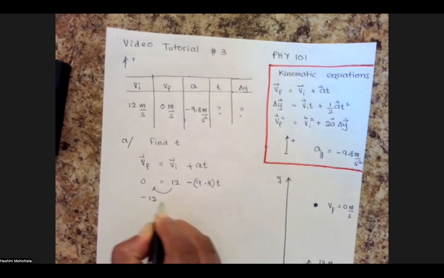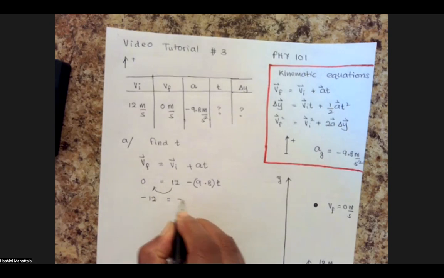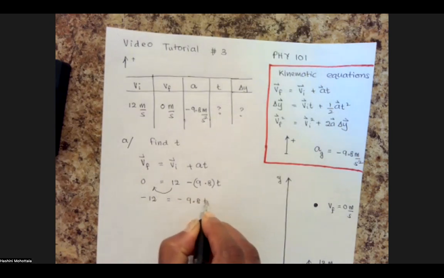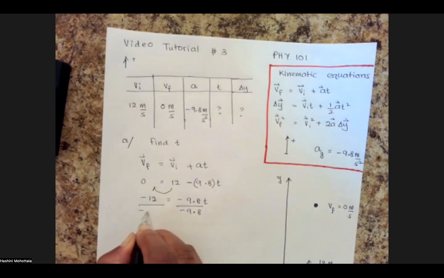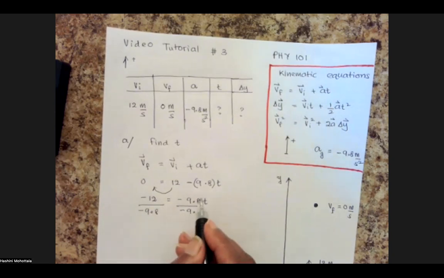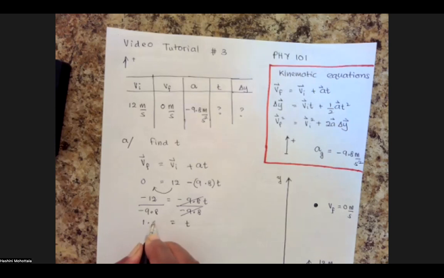This is for the students who are having some issues with the algebra: negative 9.8 t. And then I isolate the time t, and you divide both sides by negative 9.8. So negative 9.8, negative 9.8 cancels out. You can take your calculators out and find what 12 divided by 9.8 is, and you will find t equals 1.22. And the unit, don't forget, it's in seconds.